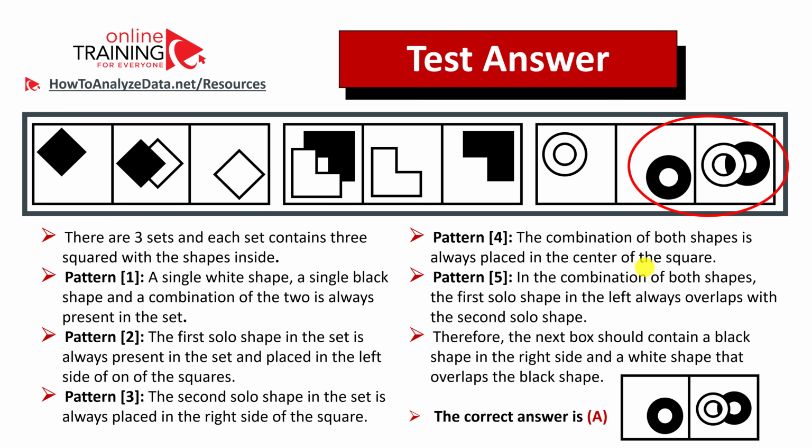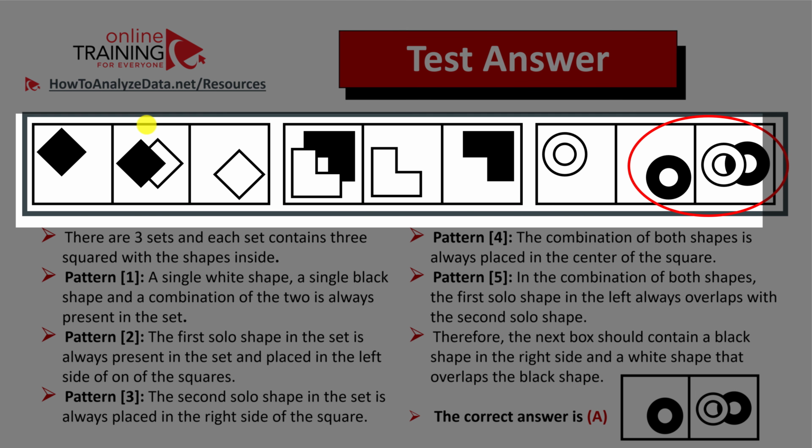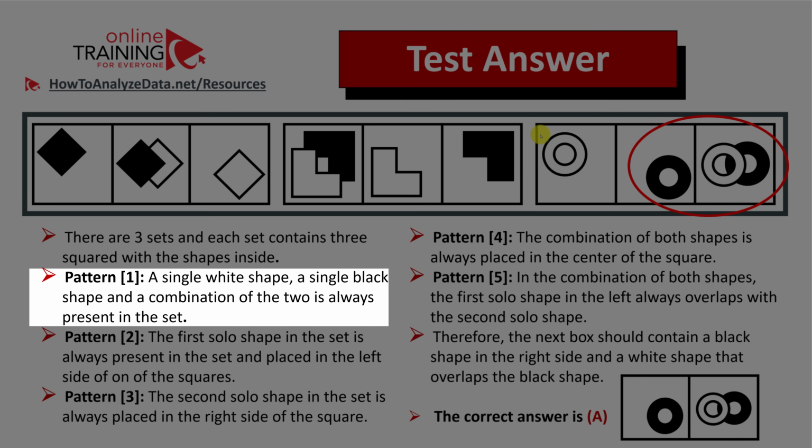There are multiple different patterns, in fact 5 different patterns present in this question. Let's look at each one of the patterns. First of all, let's look at the sets. We have 3 sets, and each set contains 3 squares with shapes inside. So let's look at the first pattern. The first pattern is that a single white shape, a single black shape, and a combination of 2 is always present in a set.